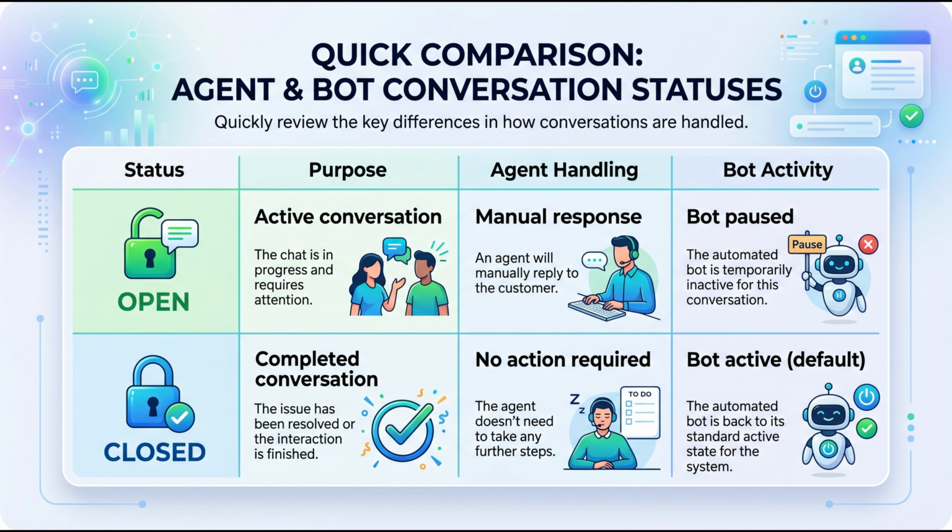Quick comparison. Let's quickly break it down. An open conversation means the chat is active. It requires a manual response from your team, and the bot remains paused. A closed conversation means the issue is completed. No action is required from your team, and by default, the bot becomes active.